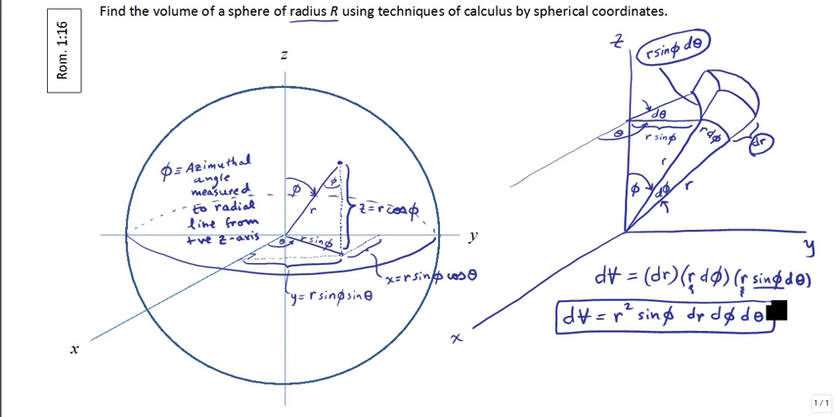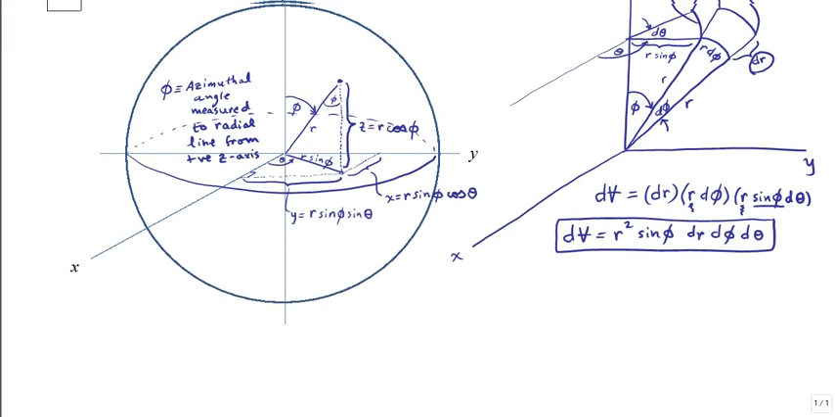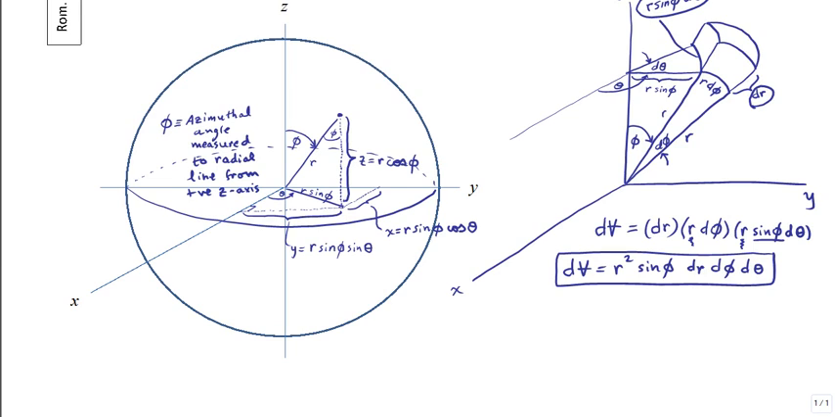Now that I have the differential volume in terms of spherical parameters r, phi, and theta, I am in a position to go ahead and integrate both sides of this. But before doing that, we want to be sure we understand the limits of integration. So let's just talk about that real quick.